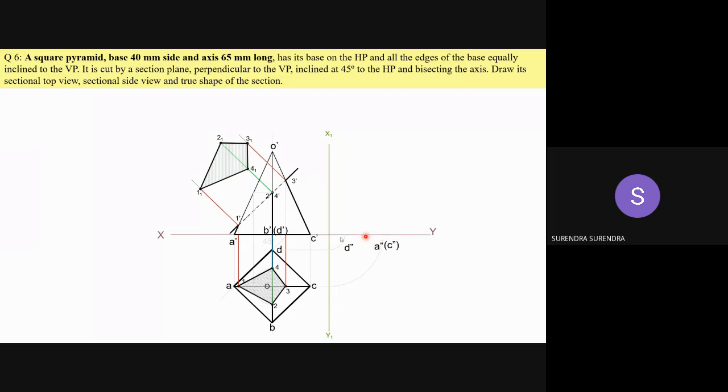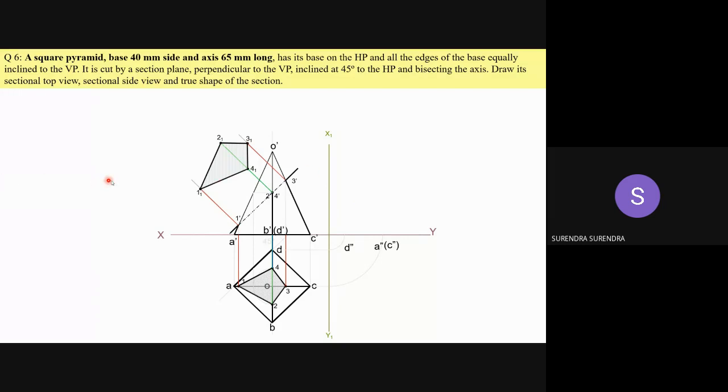And on the base, we have points C and A. So for drawing the side view, which side view is this? Left side view or right side view? Left side view. As we are drawing on the right hand side, it is a left side view. So in the left side view, we are seeing the component from the left hand side in this direction.